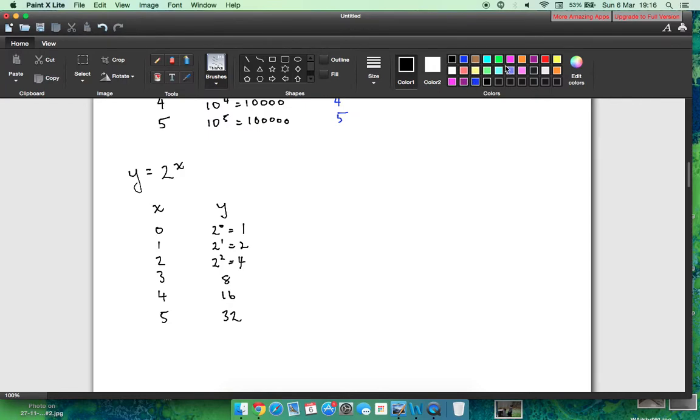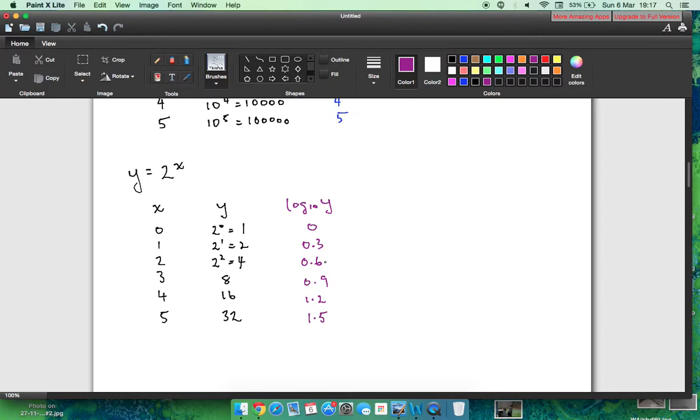Okay, once again, we're going to take a log to the base 10 of each of those y values in order to construct a semi-log graph. So that means in my calculator I put log 1 and I'll get 0, log 2 I'll get 0.3, log of 4 I will get 0.6, log of 8 I will get 0.9, log of 16 1.2, and log of 32 1.5. Rounding those off to just one decimal place to keep it nice and simple.